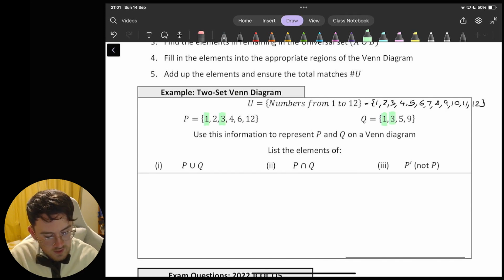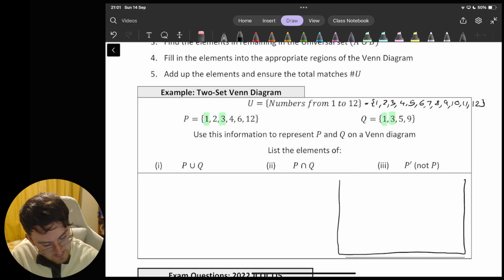They don't share a 5. They don't share a 4. They don't share a 6 or 9 or 12. So only those two elements of 1 and 3. So now that we've done the prep work there, I feel that we're ready to start onto our diagram.